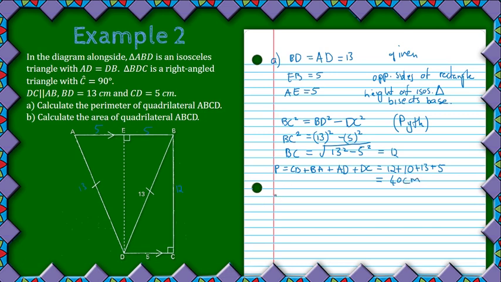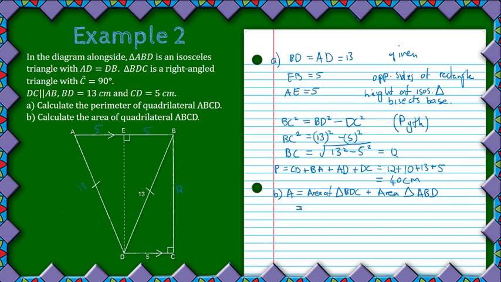Okay, and then for B, we need to find the area. So in our case, the area is equal to the area of triangle. So we've got this triangle and we've got this triangle. If we break this whole shape into two triangles, we've got triangle BDC plus the area of triangle ABD. And then the formula for the area of a triangle is half base times height.